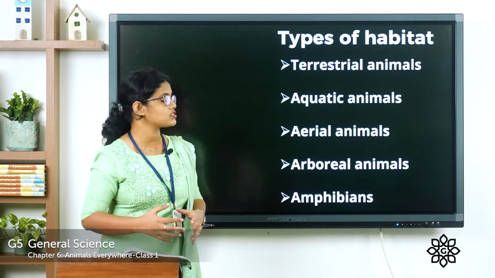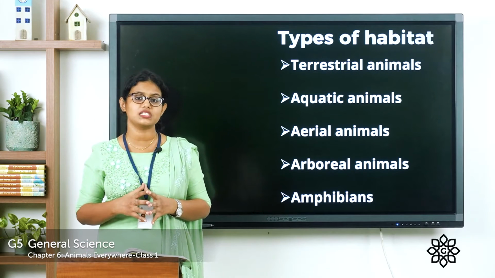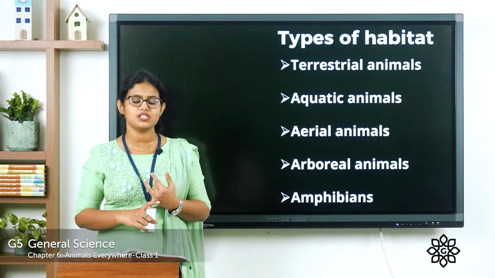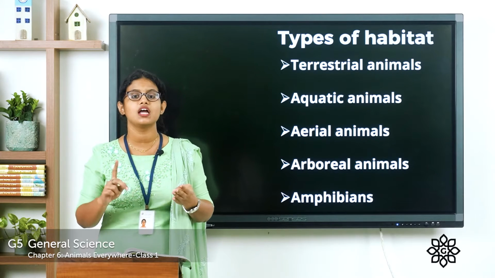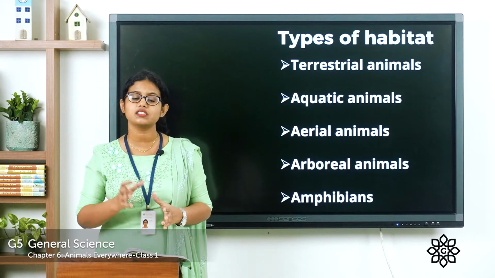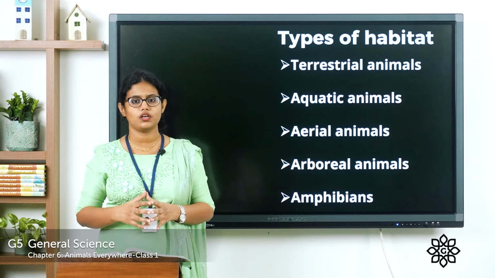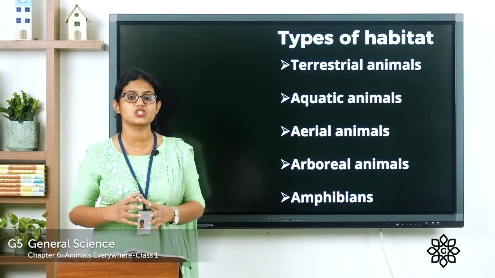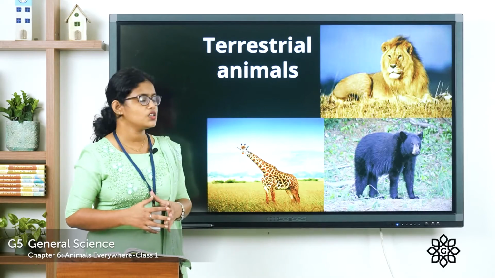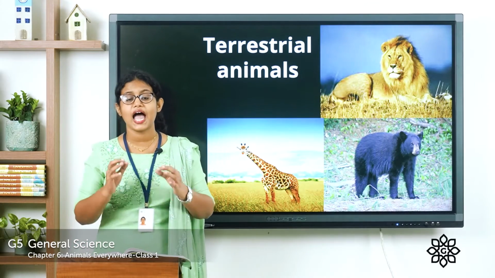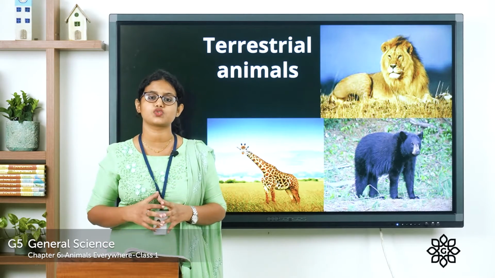Based on habitat, we can classify animals. We can classify animals as terrestrial animals, aquatic animals, aerial animals, arboreal animals, and amphibians. So let's discuss each of them one by one. So which is the first one? The first one is the terrestrial animals. So animals that live on land, we call them as terrestrial animals.